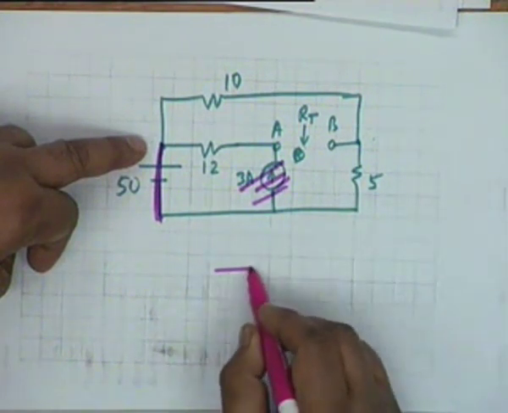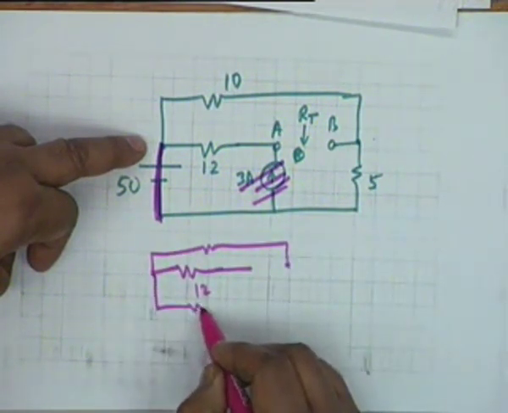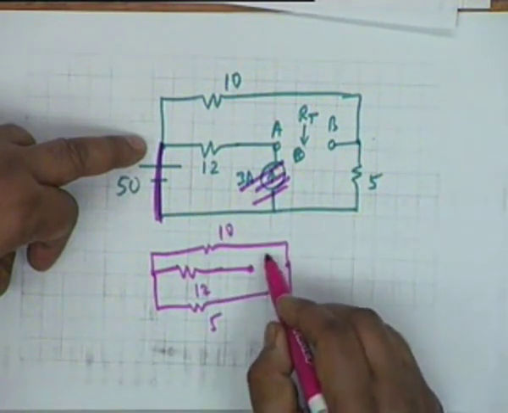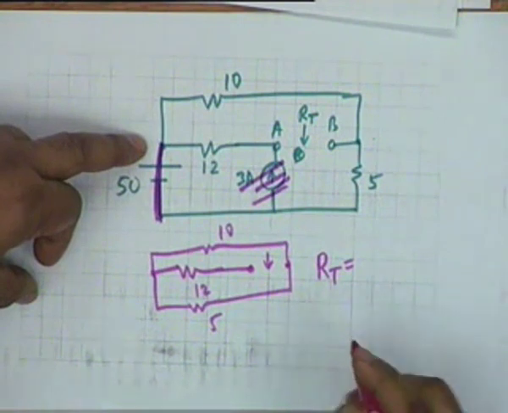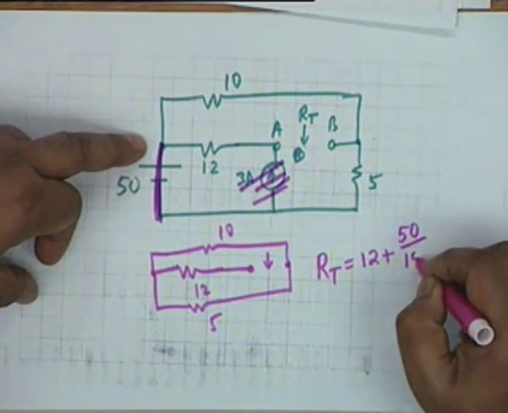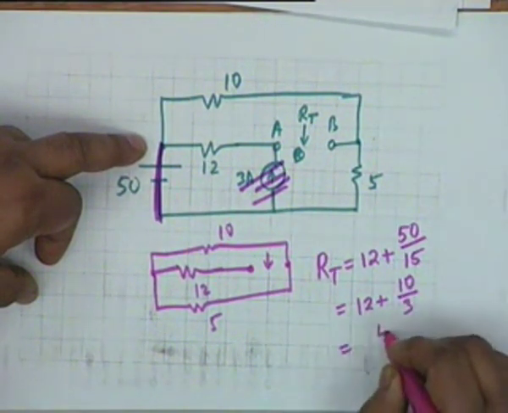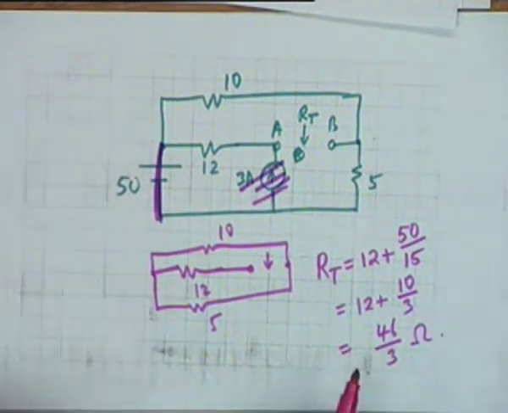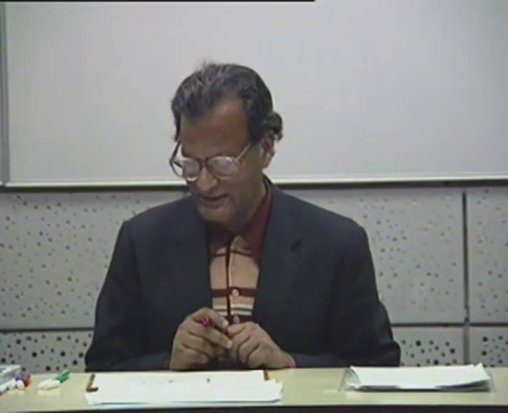Isn't that right? Yes. What you have is 12 ohms, then a 10 ohms here and a 5 ohms here. This is the equivalent circuit. You are measuring the resistance between these 2 points. So RT is almost obtained by inspection. It is 12 plus 10 parallel 5, which is 50 divided by 15, which is equal to 12 plus 10 by 3, which is 46 by 3. This is what we had obtained after a bit long calculation in the ISC method, the short circuit current method. Nevertheless, the short circuit current has its own importance, as we shall see a little later.